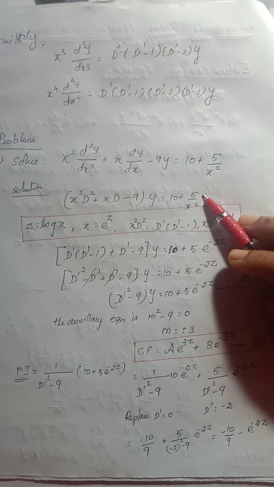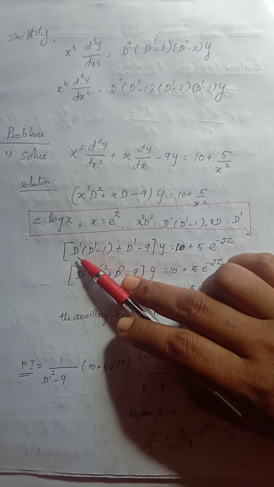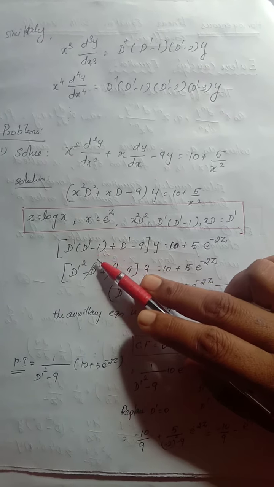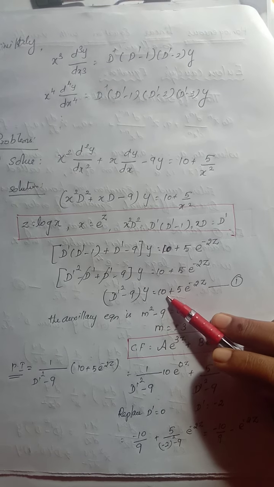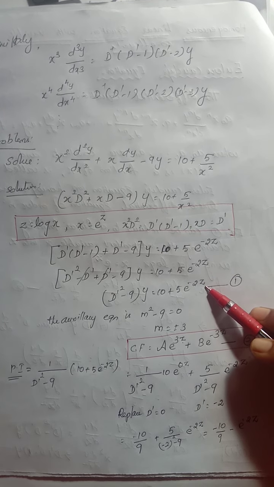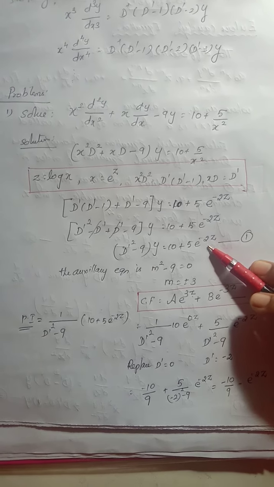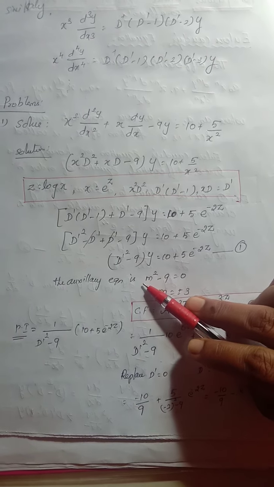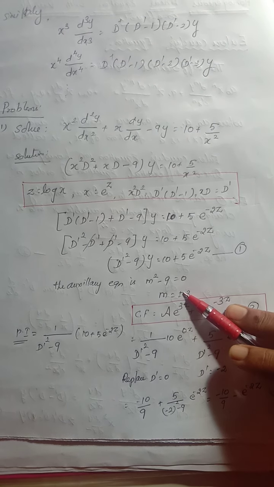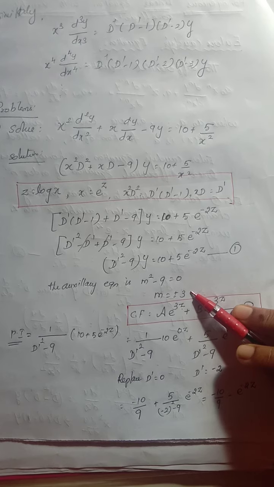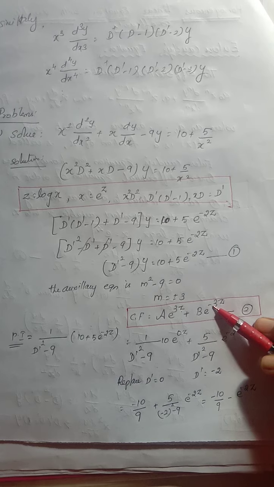It is in the denominator, so if we take it to the numerator, it becomes the negative power, e power minus 2z. If we multiply out d dash inside and cancel these two terms, we get d dash squared minus 9 of y is equal to 10 plus 5 e power minus 2z. So this is our reduced equation, and we want to solve this. First, find the auxiliary equation, that is m squared minus 9 is equal to 0, and we find m is equal to plus or minus 3, that is plus 3 and minus 3, and the complementary function is a e power 3z plus b e power minus 3z.